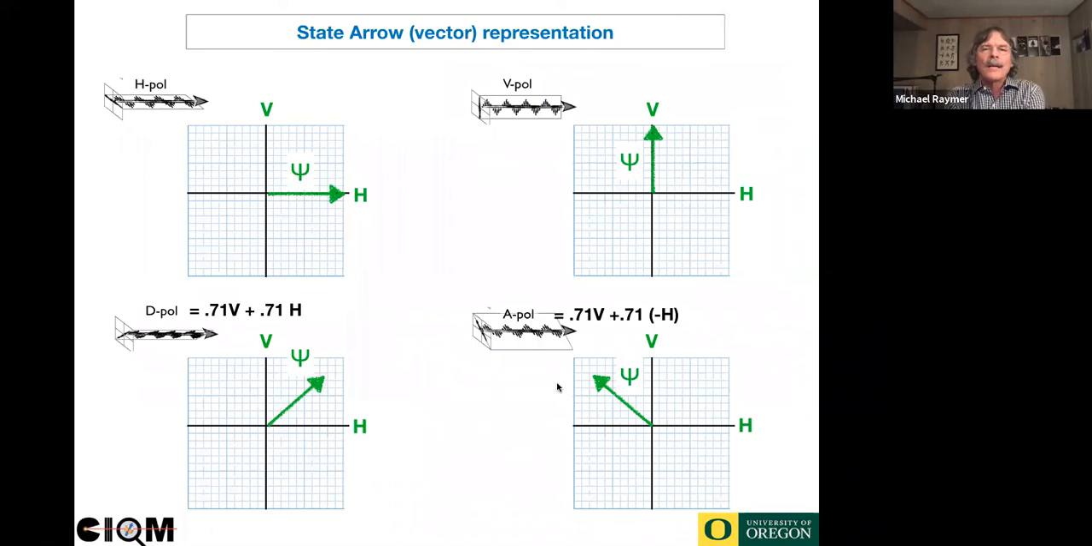So now looking at the state arrow representation, I'm just reminding you, it's a nice little picture that I drew for you. Here's a psi vector that's H. Here's a psi vector that's V. Here's a psi vector that's 0.71 V plus 0.71 H. And here's a vector that's A, which is 0.71 V plus 0.71 times minus H. Because remember, minus H is the arrow that points along this axis, to the left. So I'm just reviewing this notation so you'll feel comfortable with it as we go forward.